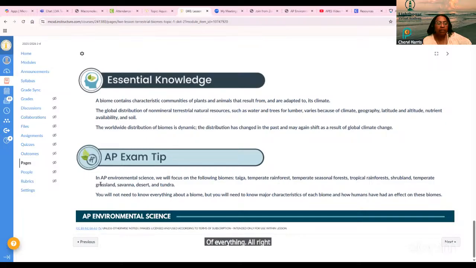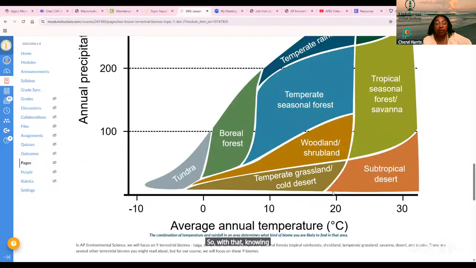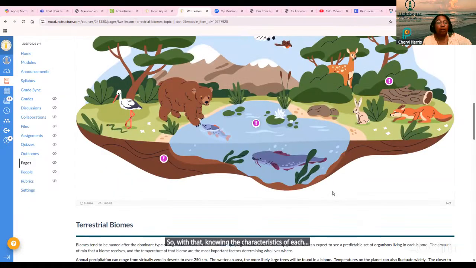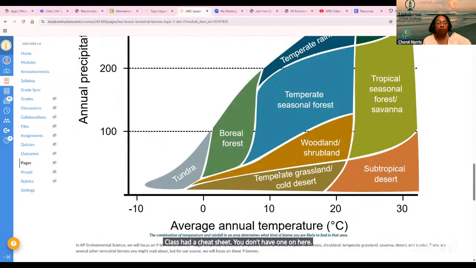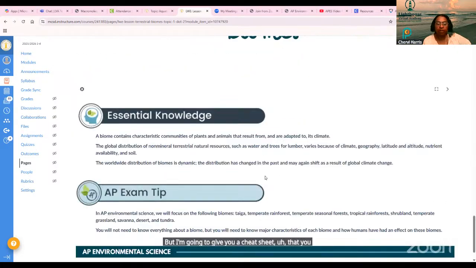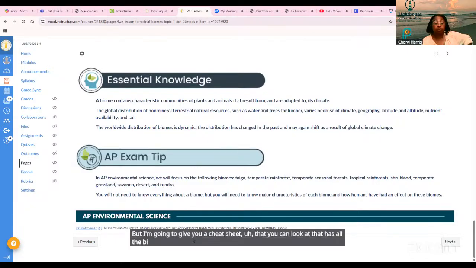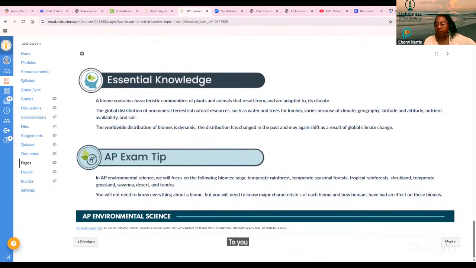All right, the AP tip is to be familiar with that chart, basically know all your biomes and be able to read that chart, to know the characteristics of each. With that, the other class had a cheat sheet. You don't have one on here, but I'm going to give you a cheat sheet that you can look at that has all the biomes and their descriptions. So I'll send that to you. It's not listed on here.